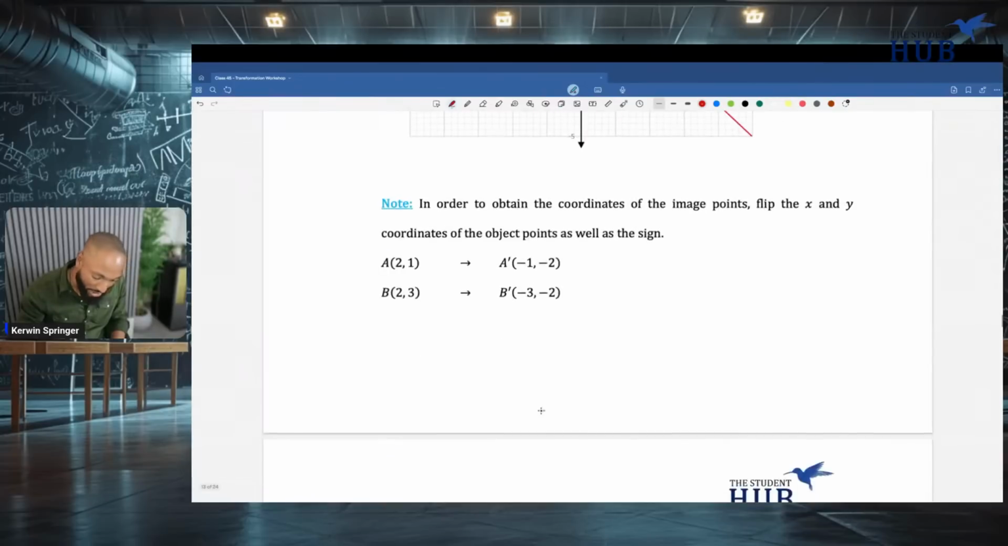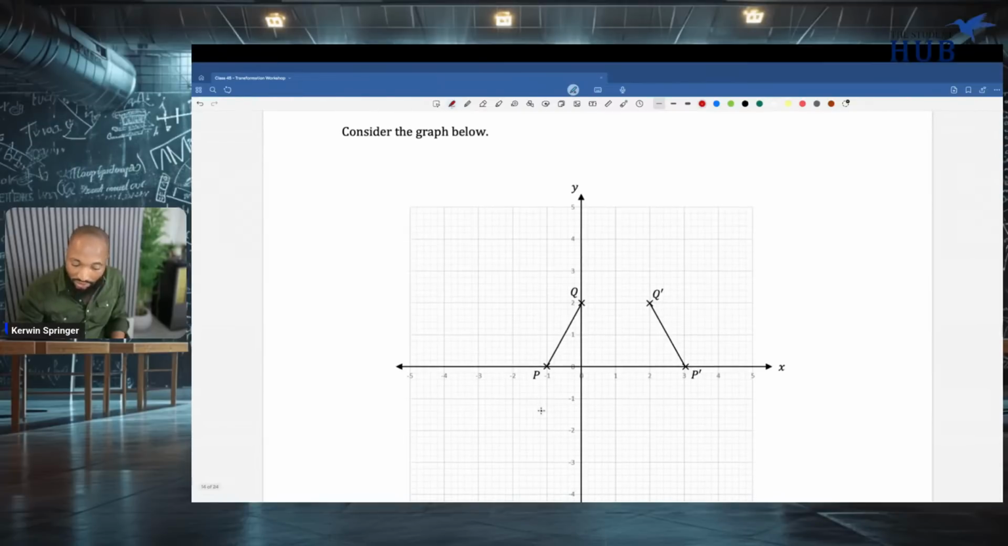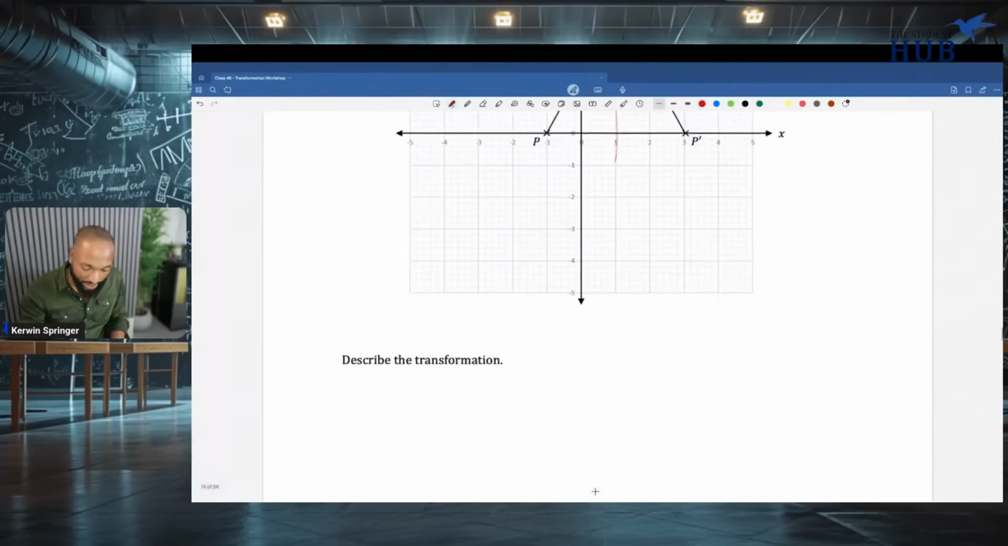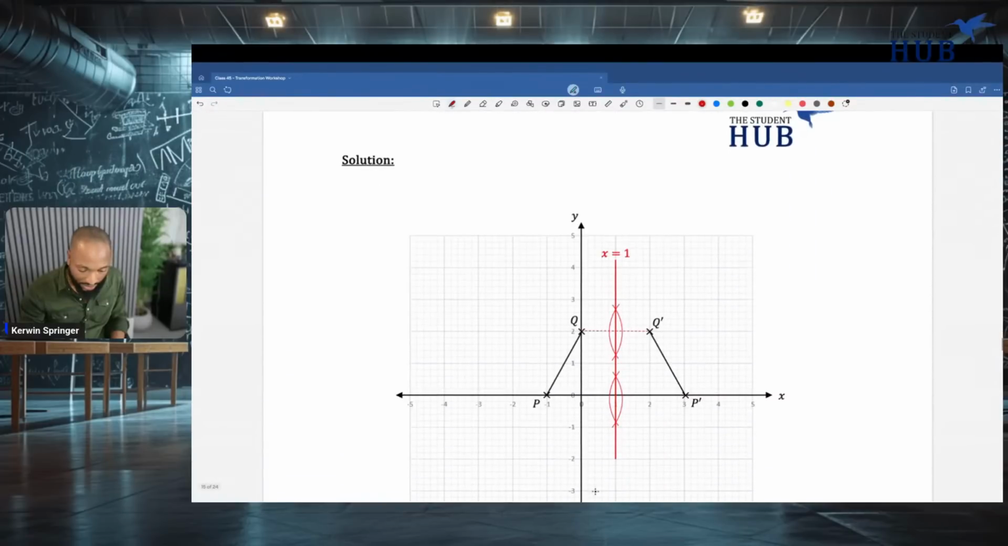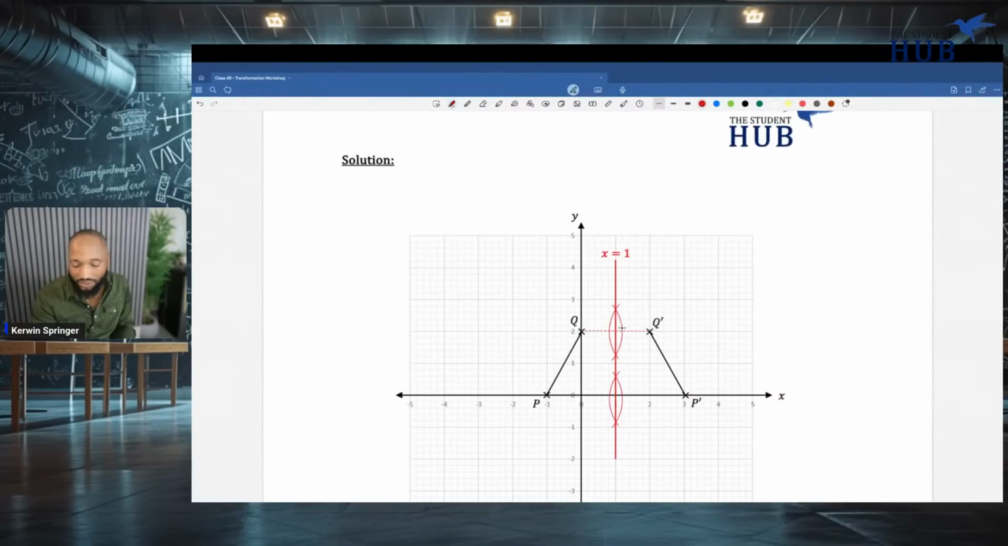Consider the graph below. How do we find the reflected line? Connect the two, bisect, perpendicular bisector. You see how we connect the two? You see how we get the perpendicular bisector? Remember I did this just now? Now we know that this is the line x is equal to 1 because it's cutting through 1. Good job, Kyle.